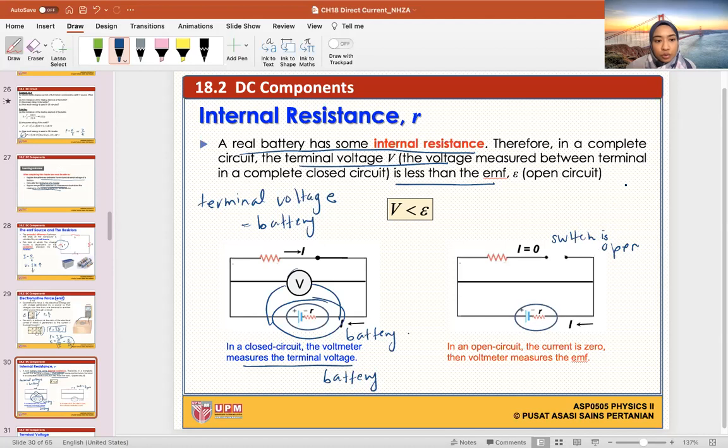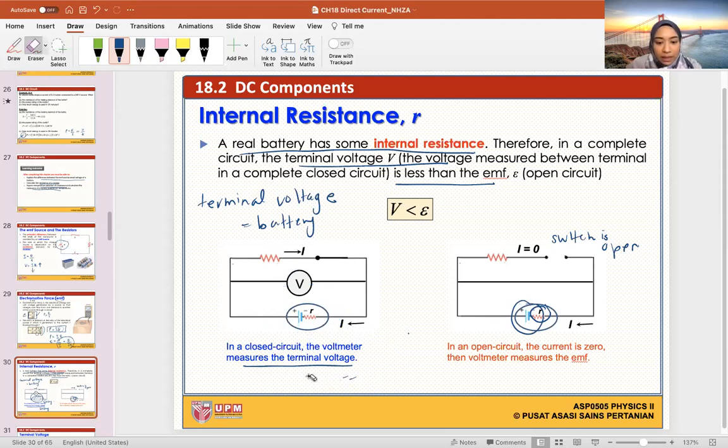Which means that there is no current flowing through. When there is no current flowing through, the internal resistance does not have any effect. So what we are measuring is actually the EMF. Okay, I'm going to repeat myself here.